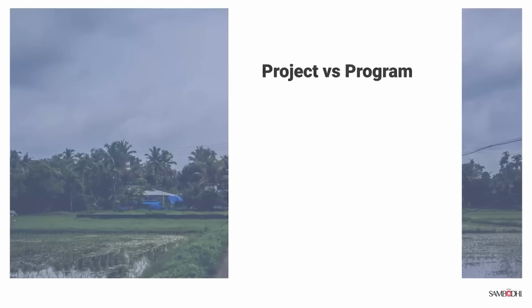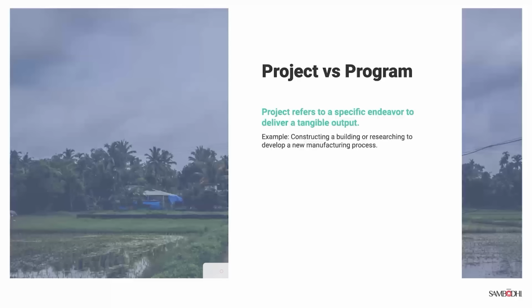Let's get started by understanding what a program and project is. A project refers to a specific endeavor to deliver tangible outputs. It is executed and managed for a particular duration of time with a definite beginning and end date. It has a clear aim because it is a one-time undertaking. Constructing a building or researching to develop a new manufacturing process is an example of a project.